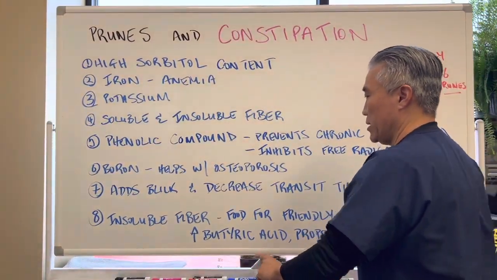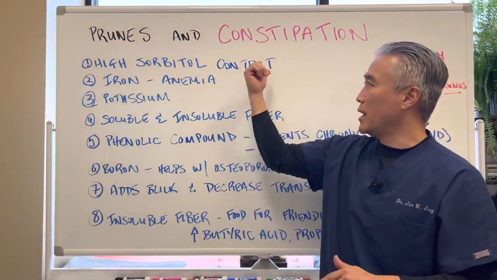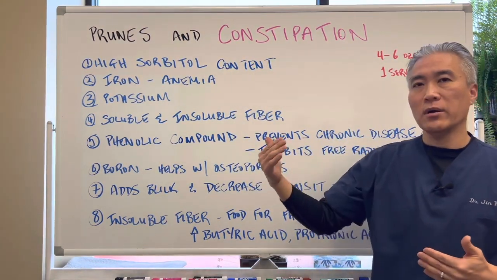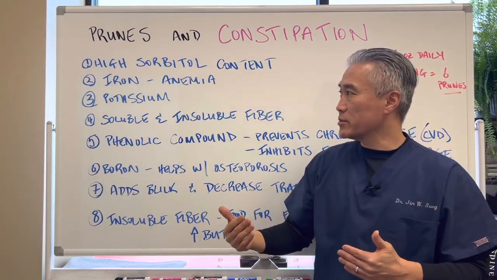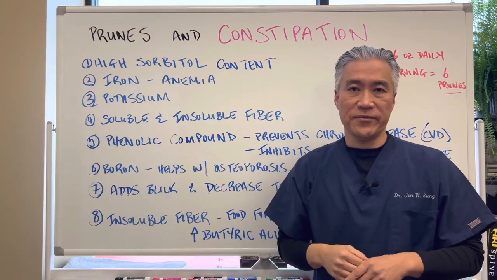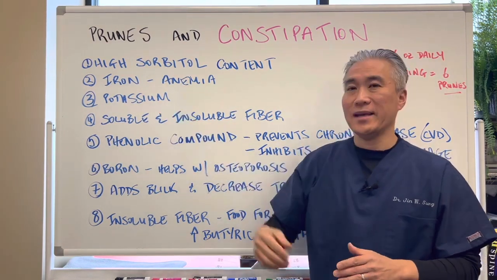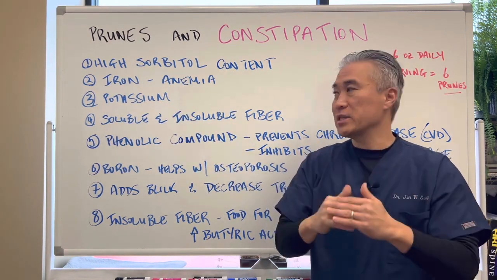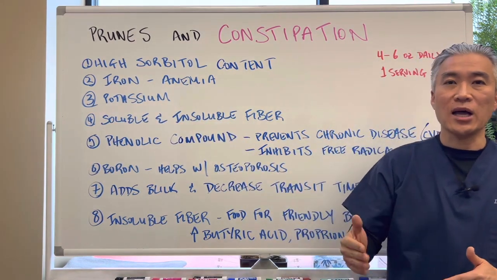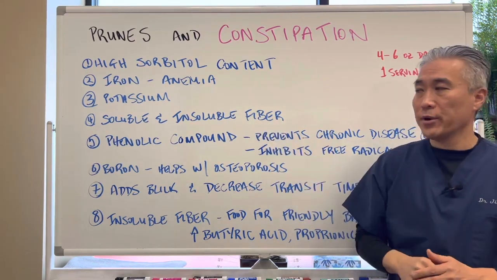So prune has high sorbitol content, which is a carbohydrate, and it will loosen up the stool for better bowel movements, okay? It also is high in iron and can help with iron deficiency anemia. High in potassium, can also decrease blood pressure, and it's a great mineral. It has both soluble and insoluble fiber.